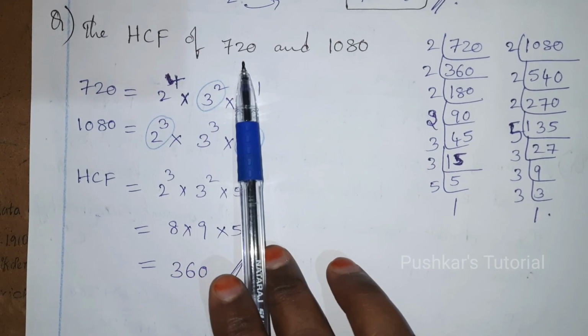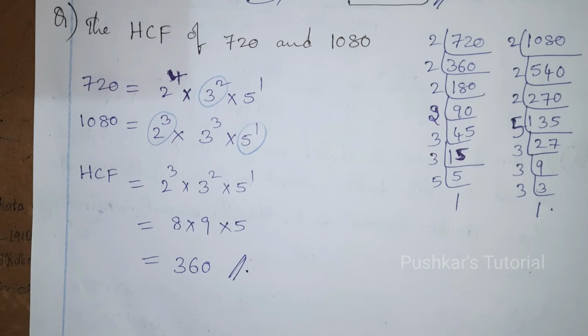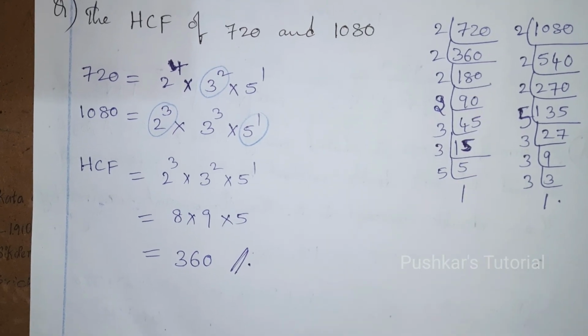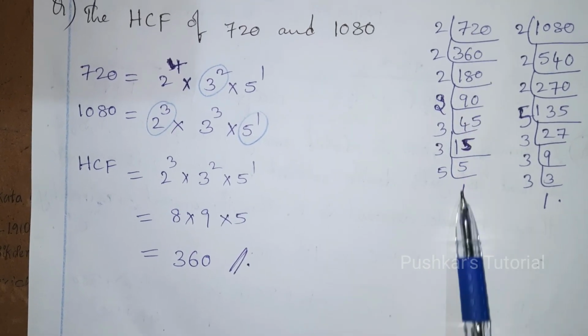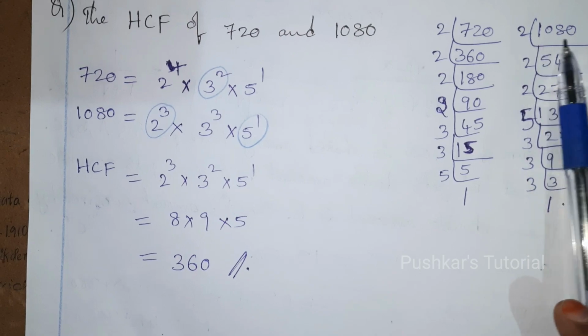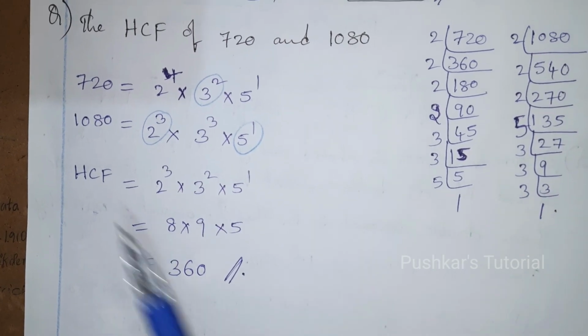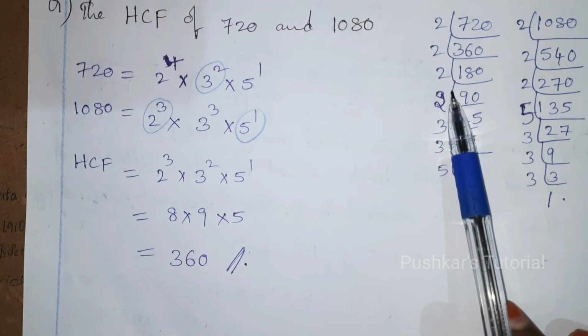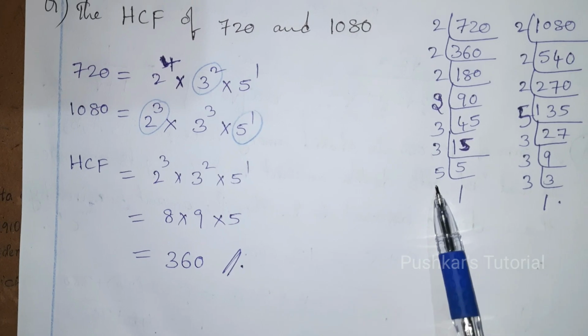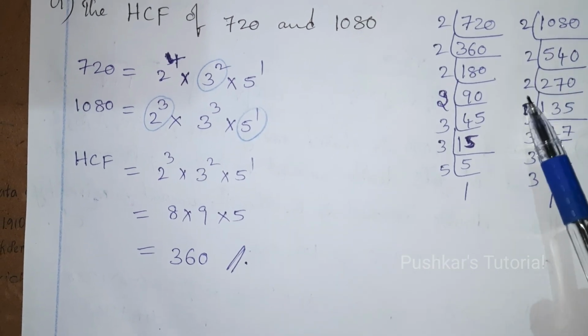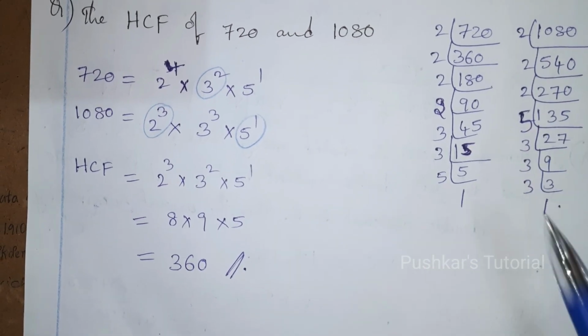The HCF of 720 and 1080. So we'll take the prime factorization of 720 as well as the prime factorization of 1080. So 720 we can write as 2 power 4, 3 square, 5 power 1. 1080 is 2 cube, 5 power 1, 3 cube.